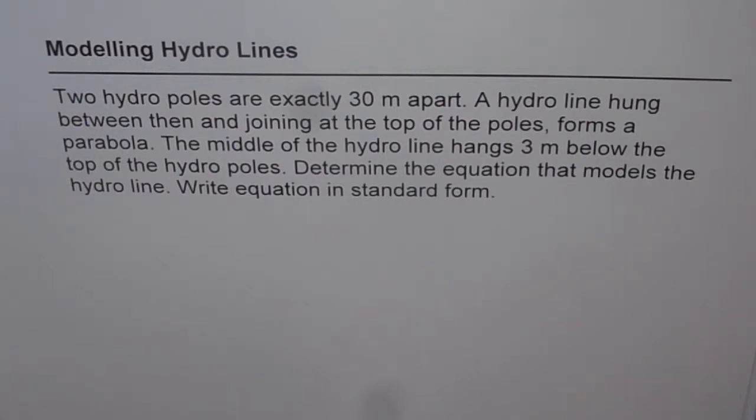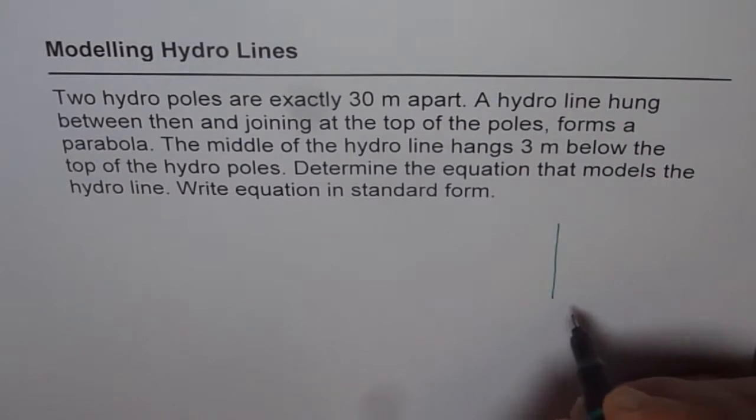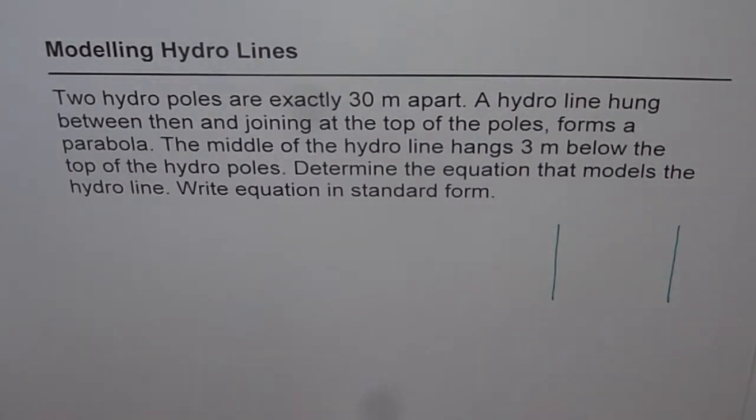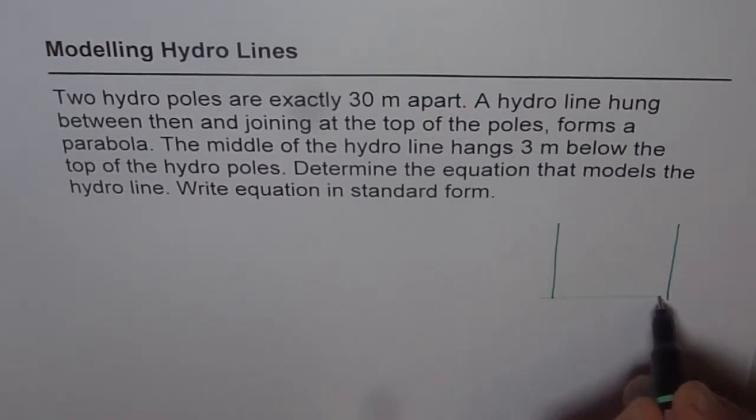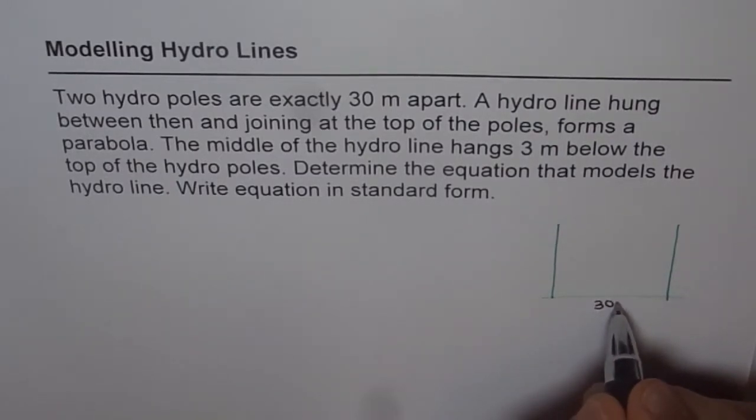Determine the equation that models the hydroline. Write the equation in standard form. So let's first sketch this so that we get an idea as to what we are trying to do. Let us say these are the hydropoles, right? And they are 30 meters apart. So the distance between them is 30 meters.